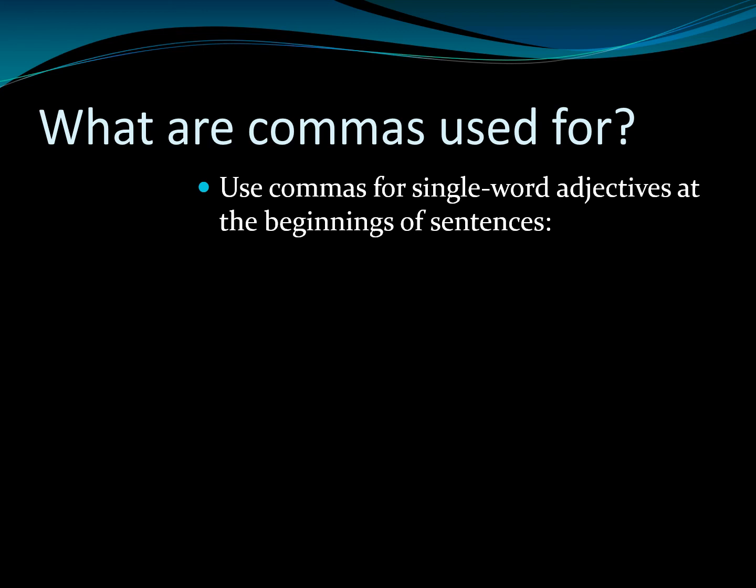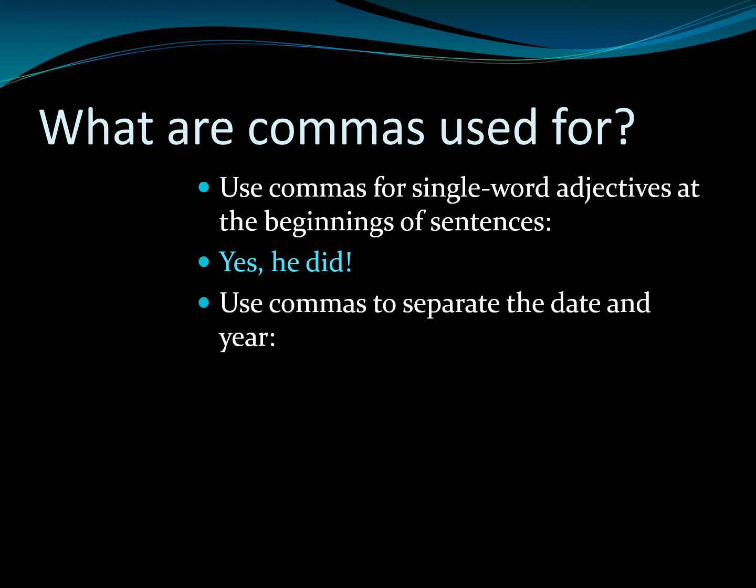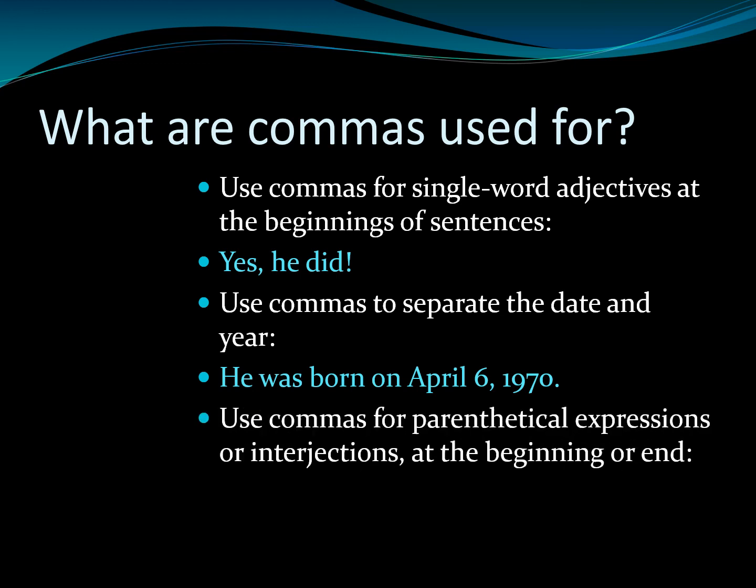Use commas for single word adjectives at the beginning of sentences, such as "Yes, he did." Use commas to separate the date and the year. He was born on April 6th, 1970, so he's old. And use commas for parenthetical expressions or interjections at the beginning or the end. That's how you use commas, obviously. And you notice that obviously is parenthetical. Parenthetical means you can lift it out of a sentence. That's another thing. If you can put parentheses around a phrase in a sentence, it can also be set off in commas, and probably should be.